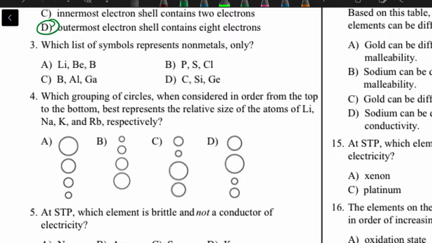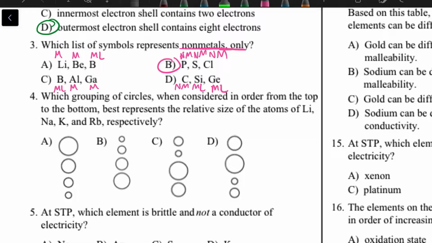Number 3, which list of element symbols represent nonmetals only? You have your periodic table. Label everything. So Li, Be are metals. B is a metalloid. Aluminum, Al, is a metal. Ga is also a metal. P is a nonmetal. S is a nonmetal. Chlorine is a nonmetal. Carbon, nonmetal. Si, metalloid. Ge is also a metalloid. So if we're asked for nonmetals only, it is B.